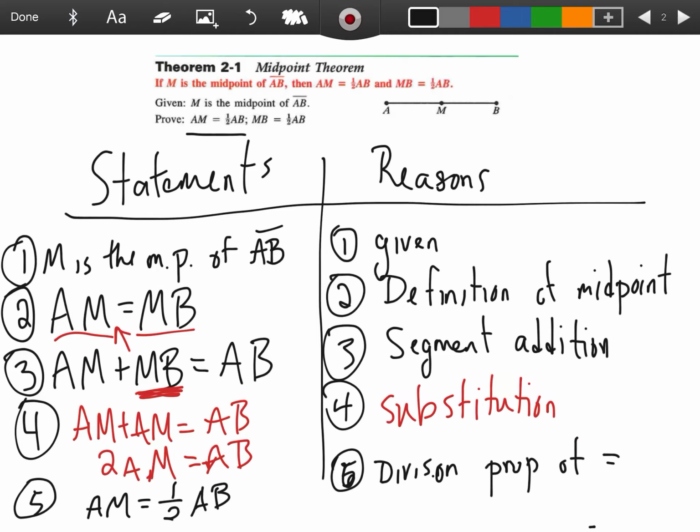And then for my sixth and final step, I'm sorry guys, I'm going to have to curve this right here. My sixth step is, well, I want to say AM is equal to half AB and MB is equal to half of AB. I can just substitute MB back in for AM. So MB then also has to equal 1/2 of AB. My reasoning for that one is substitution, or it could be transitive, because I know AM equals MB and I know AM equals 1/2 AB. So substitution or transitive works there.